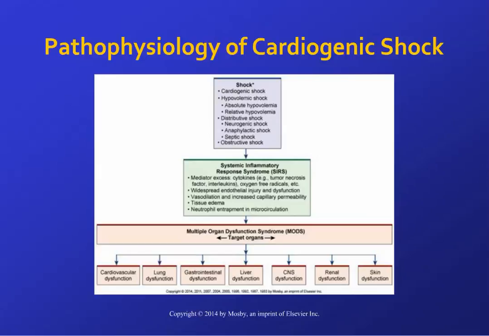Here's a graphic depicting the pathophysiology of cardiogenic shock. Whether the initiating event is myocardial dysfunction, a structural problem like valvular disorder or ventricular septal rupture, or dysrhythmias, the physiologic responses are similar. The patient experiences impaired tissue perfusion and cellular metabolism because of cardiogenic shock.